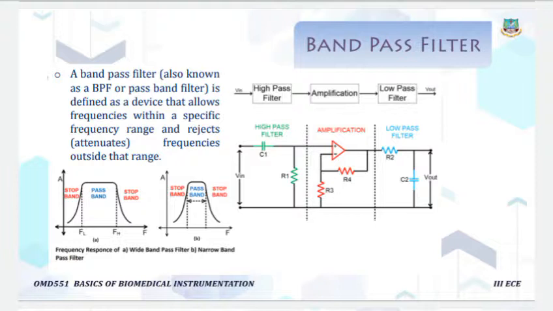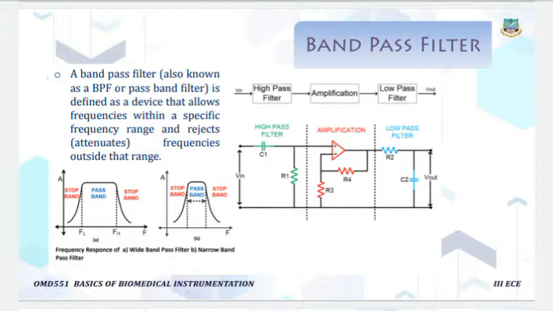This band pass filter has two cutoff frequencies. As we know, there are two filters, the high pass filter as well as the low pass filter. So the first cutoff frequency is from this high pass filter, and the second cutoff frequency is from this low pass filter.